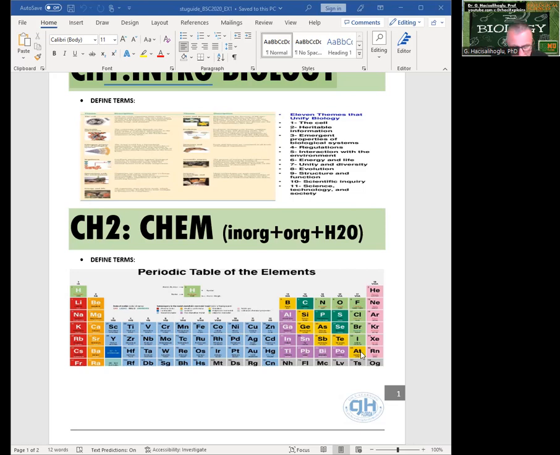Again, 92 of these elements are natural. There are overall 118 total elements in this periodic table. The number, of course, goes up. This is not a final number. Every year, new elements are added.